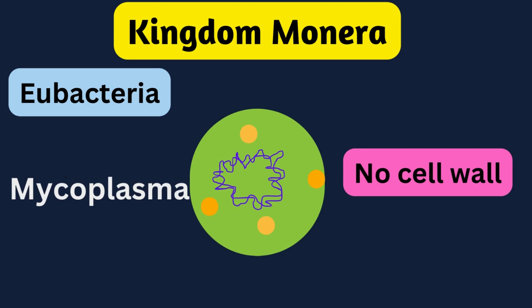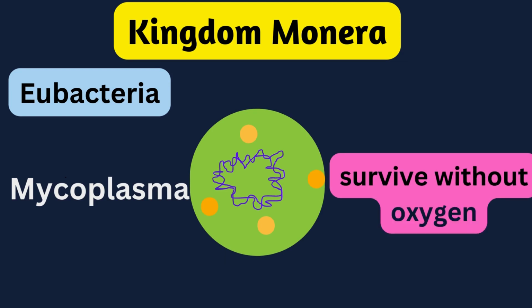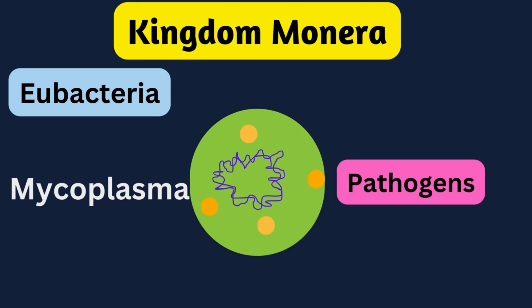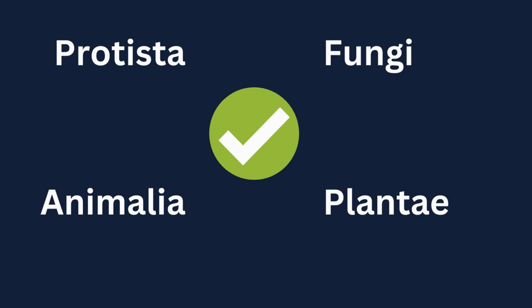are organisms that completely lack a cell wall. They are the smallest living cells known and can survive without oxygen. Many mycoplasma are pathogenic in animals and plants. Other four kingdoms will be explained in separate videos.